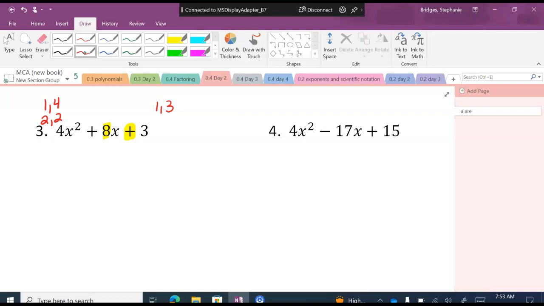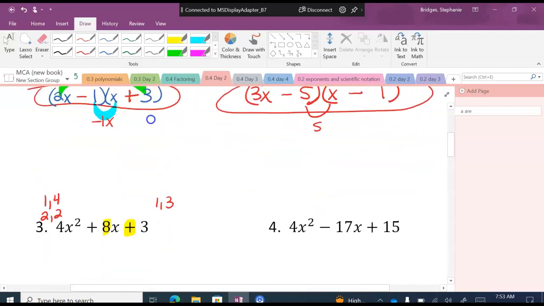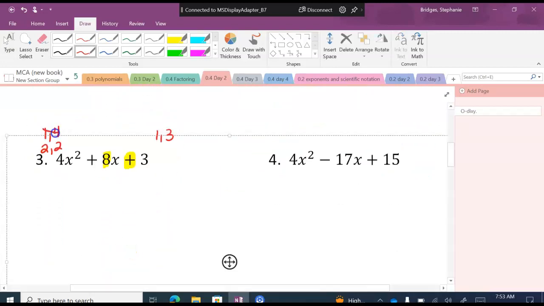It's even, right? So my rule says if my middle term is even, then I can't use a pair of factors that has one even number and one odd number. Do any of the factors of 4 have one even number and one odd number? Which ones? The 1 and the 4. So what that tells me is that is not an option. I can't use that because of that rule.